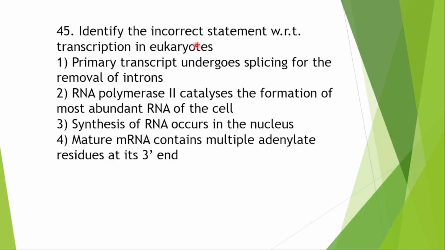45. Identify the incorrect statement with respect to transcription in eukaryotes. First one, primary transcripts undergo splicing for the removal of the introns. RNA Pol 2 catalyzes the formation of the most abundant RNA of the cell. Option 3, synthesis of RNA occurs in the nucleus. Option 4, mature mRNA contains multiple adenylate residues at its 3' end. So here the right option is option 2, which is the incorrect one.